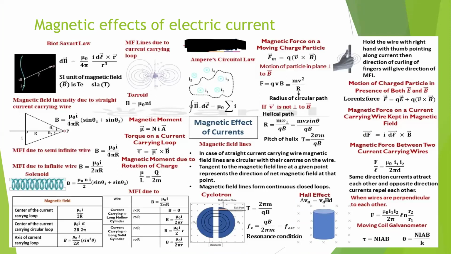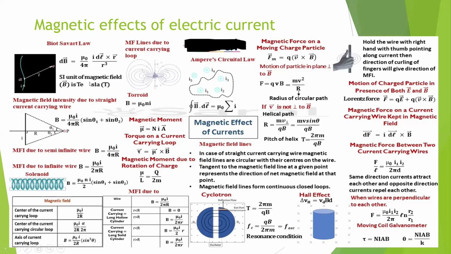In this session, we'll be dealing with magnetic effects of electric current. These are the main equations in this topic. Biot-Savart's law, very important: dB equals mu by 4 pi, I dl cross r cap (r vector), divided by r cube, and the SI unit.